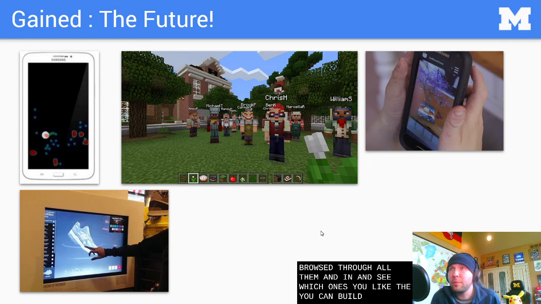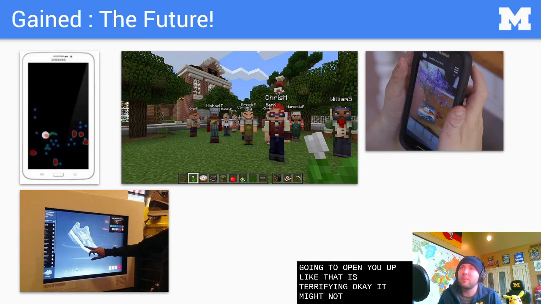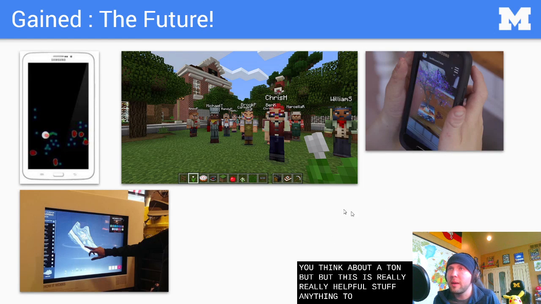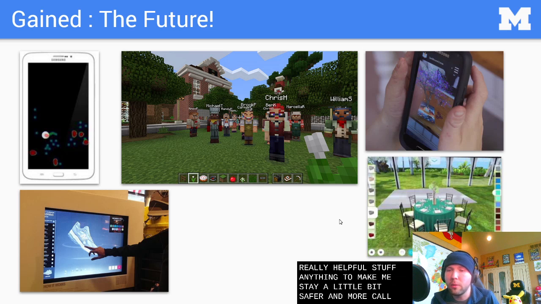You can build apps like Spellbound is doing for pediatric medical care, things to distract children when they're in a very, very scary situation. Being at the hospital, awaiting surgery where they're going to open you up. Like, that is terrifying, okay? It might not be something you think about a ton, but this is really, really helpful stuff. Anything to make the stay a little bit safer and more calm.